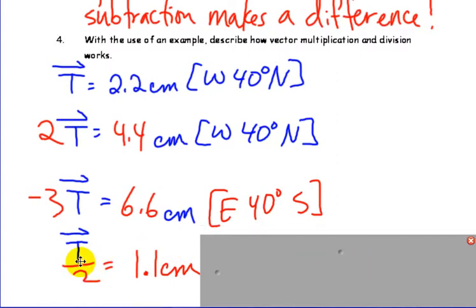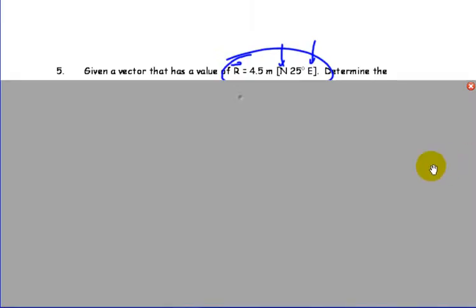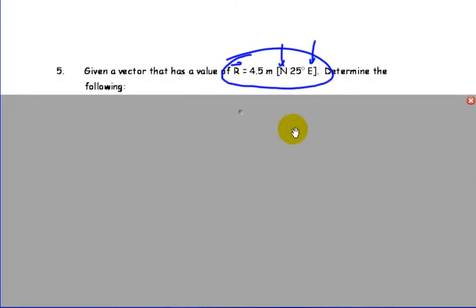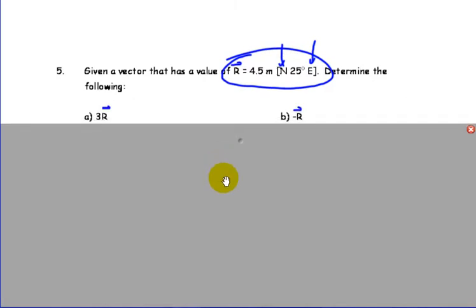And divided by 2 is the same thing as multiplied by a half. So 2.2 divided by 2 is 1.1 centimeters. And again, the direction will stay the same because there is no negative in front. Okay. Let's see, the last page here. I think that's the last page. So given vector r, 4.5 meters north 25 east, determine the following. I'll get you to pause the video right now, run through those, see what you get, then we'll look at your answers.